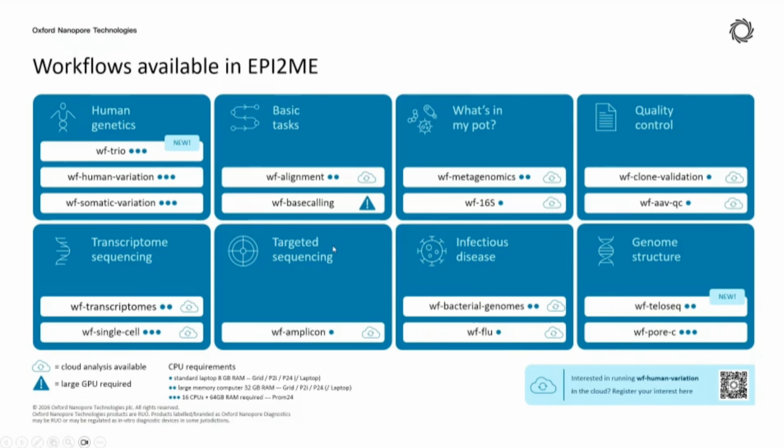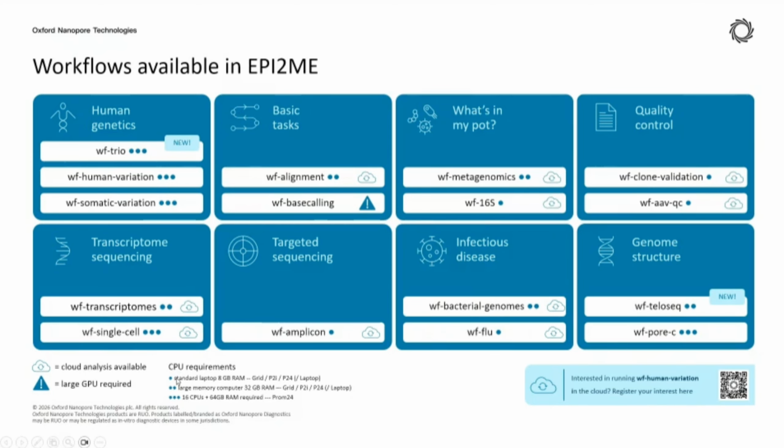And then for targeted sequencing, we have the WF Amplicon, which is the one that we are going to focus on more today. And then there are also workflows to help us analyze bacterial genomes or any specialized pathogen genomes as well. And also there are some workflows to help us with genome structures, which are normally useful for large genome assembly.